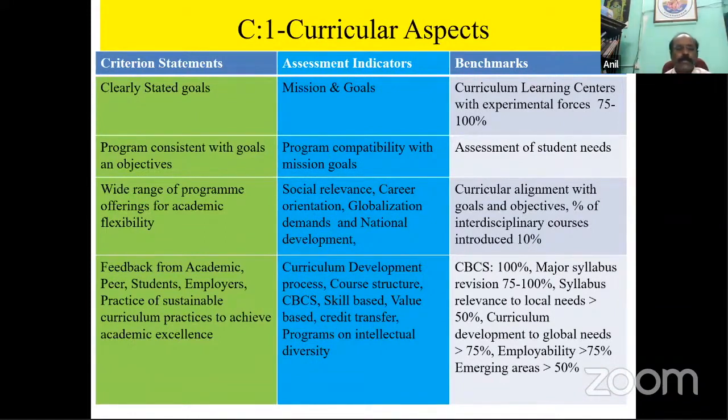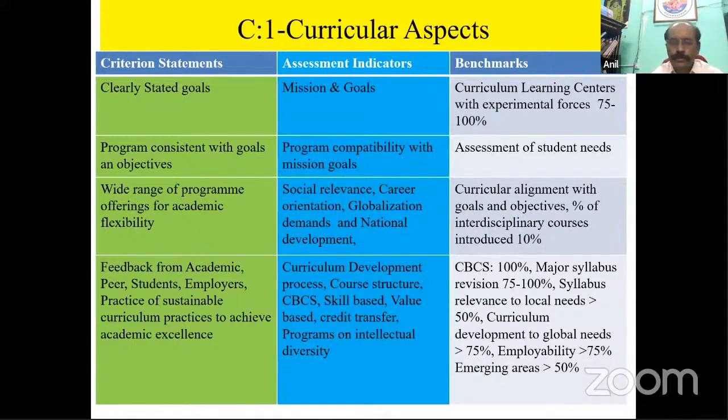And feedback from academic peers, students, and employers, and the practice of sustainable curriculum practice to achieve academic excellence, is very, very important and foremost. So you have to take feedback, and you have to analyze it from all the stakeholders, that is, curriculum development process, course structure, CBCS, skill-based and value-based credit transfer programs, or intellectual diversity. And nowadays they are expecting whether you are going for blended learning or not. As per UGC, from 2017 onwards, they are focusing on the implementation of MOOCs, online courses. Recently there is a guideline from UGC. They are insisting that at least 40% of online courses must be there under blended learning in the wake of COVID also.